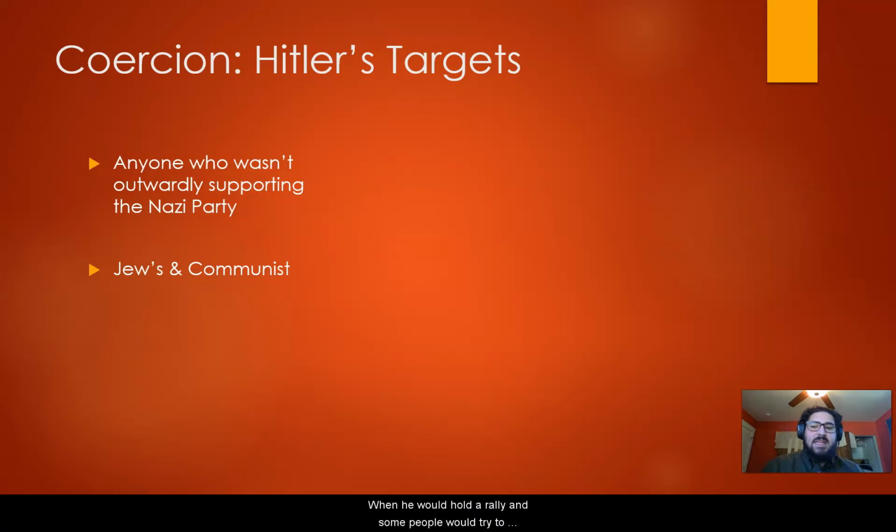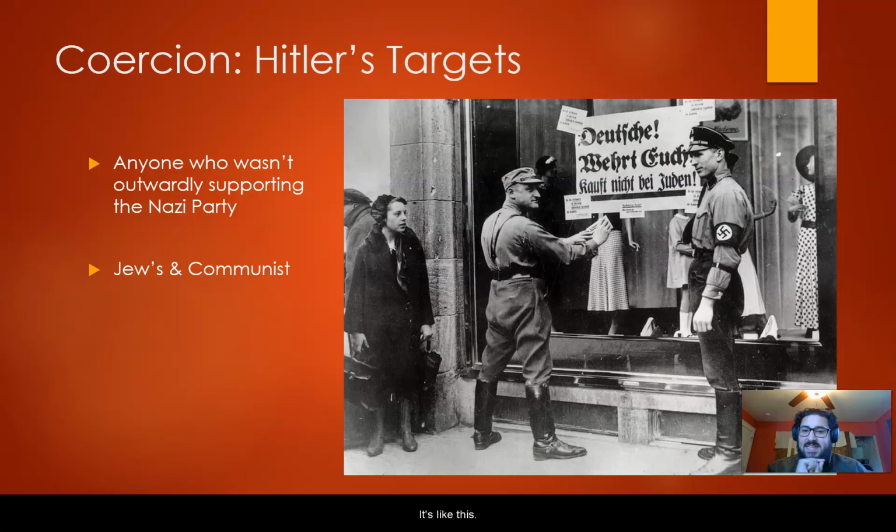When he would hold a rally and some people would try to go to his rally to block out his voice or make noise so that people can't hear him, they would be beaten up and thrown out of the venue. They would be beaten up and sometimes killed in the middle of his speeches and things like that. It was incredibly intense.